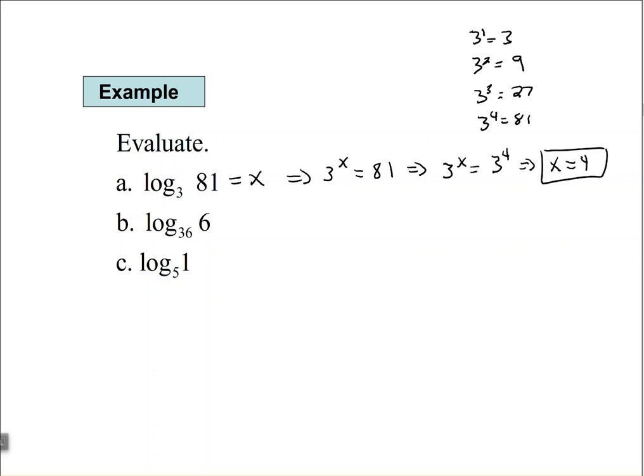Okay, so let's try another one. First of all, let's create an equation. Then we will use that equation, rewrite that equation in exponential form. So base 36 raised to the power of x equals 6.